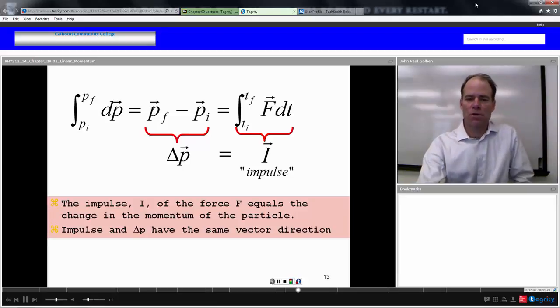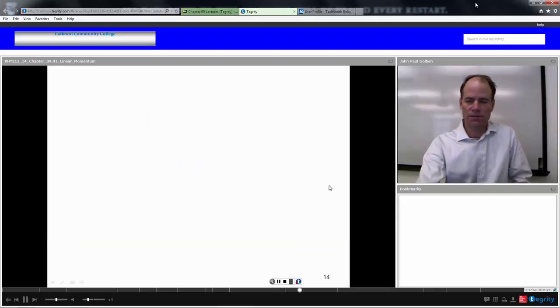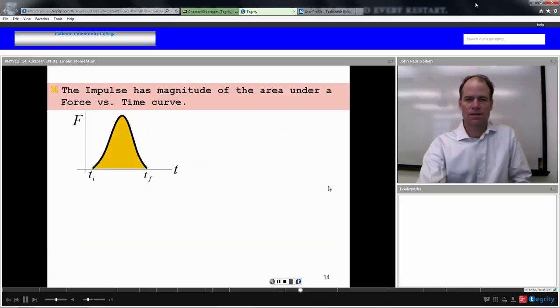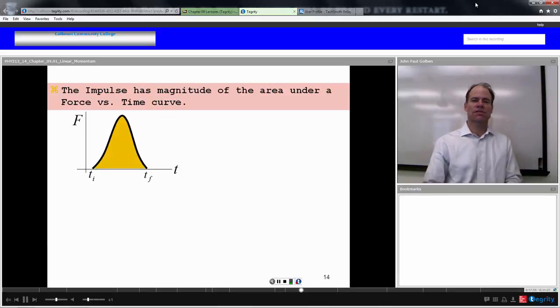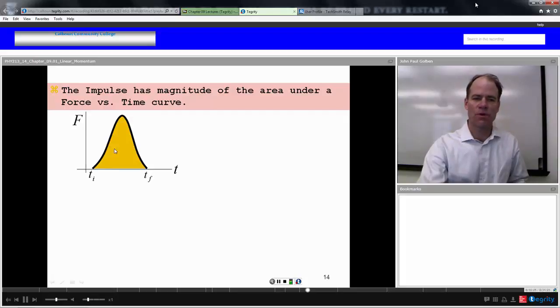So the impulse of a force equals the change in momentum of the particle. They have the same direction. They are both vectors. Now the impulse is the integration of the force as a function of time. So anytime you integrate something as a function, you are basically finding the area underneath that curve. So if we were to graph the force as a function of time, the area underneath that graph would be our integration. And so we are looking in terms of impulse as being the area underneath this curve right here between initial and final time.